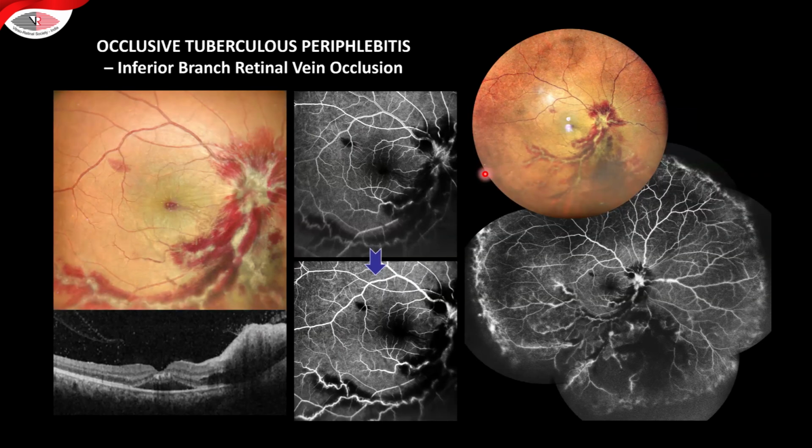This is occlusive tuberculosis leading to periphlebitis, inferior branch retinal vein occlusion you can see here due to the occlusion, and the angiography is showing you areas of mass fluorescence due to the hemorrhages, and of course the vascular network which is seen, which has got inflammation in that area, and you can see the whole area which is flaring up the fluorescence.